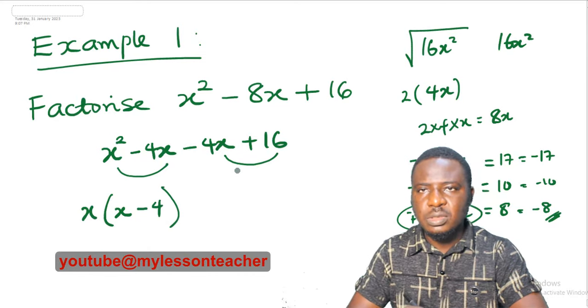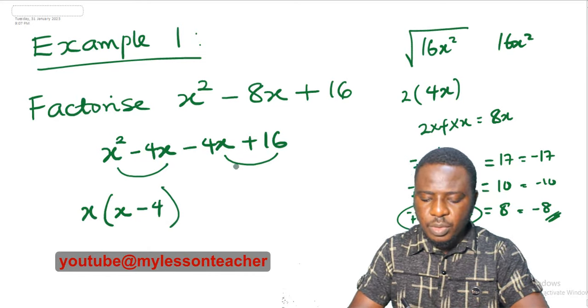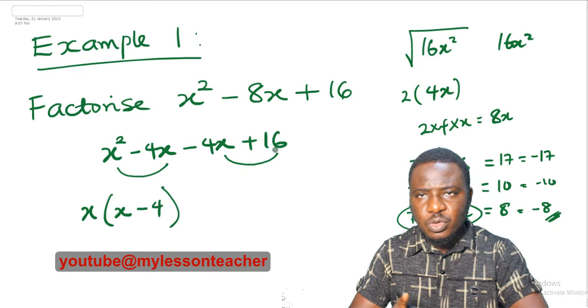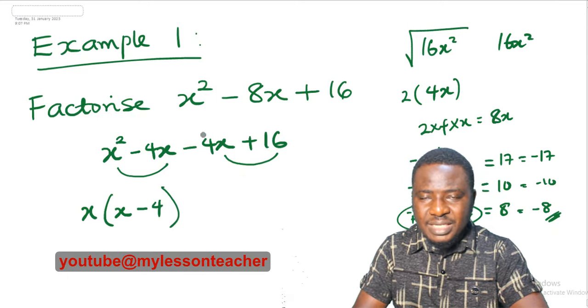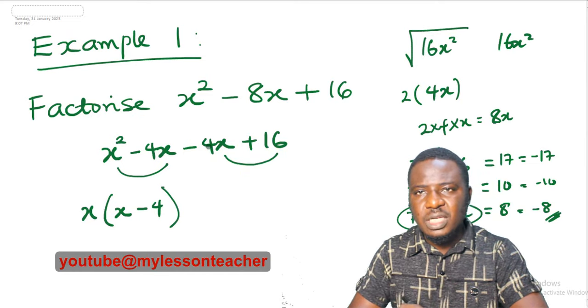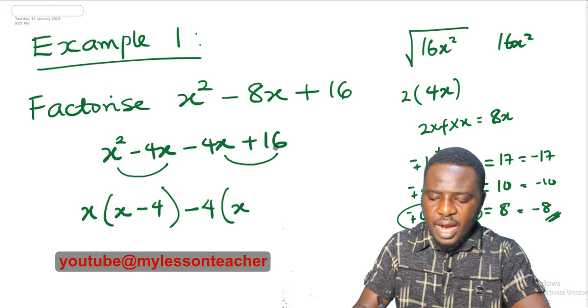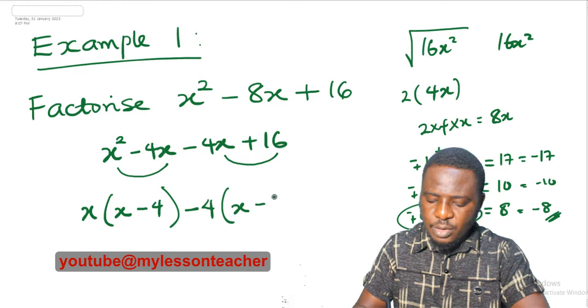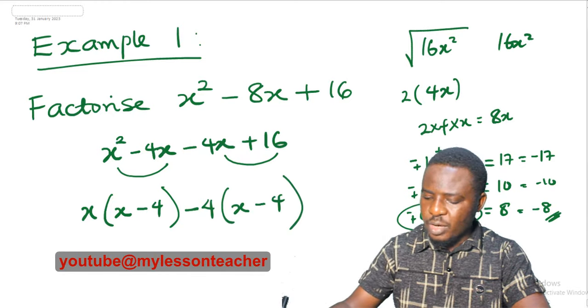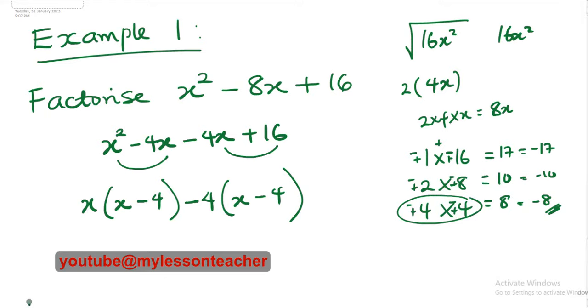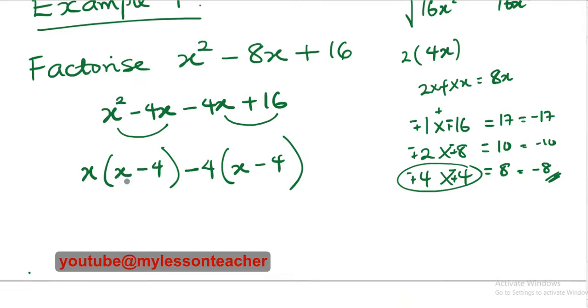Now looking at the next two terms, what is common? You discover that 4 is common. I also want to inform you that once the first term is a negative, then negative is said to be common. So I'll take it that minus 4 is common. So factorize out minus 4 into, divide minus 4x by minus 4, you'll be left with x. Divide plus 16 by minus 4, you'll be left with minus 4. I have been able to factorize it from a 4-term expression to a 2-term expression. And which are the two terms? X into bracket x minus 4 and minus 4 into bracket x minus 4.